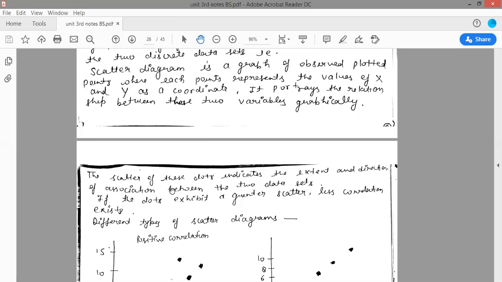Now the scatter of these dots indicates the extent and direction of association between the two data sets. Extent and direction means if they are moving towards the x-axis, then there is a direction. If they are moving to the y-axis, that means there is a direction of points or variables. And extent means how big or how small, we will denote all of that through our graph. If the dots exhibit a greater scatter, less correlation exists.